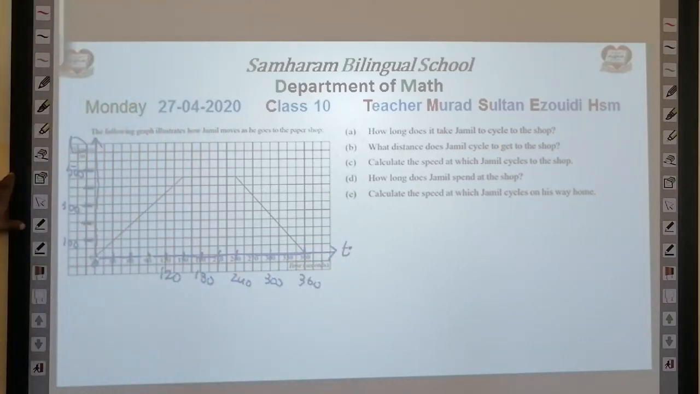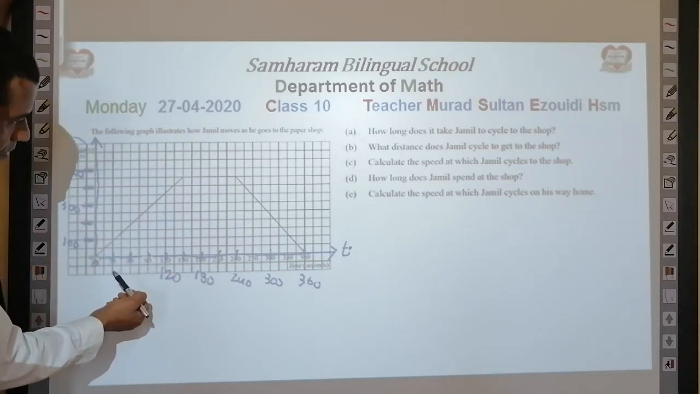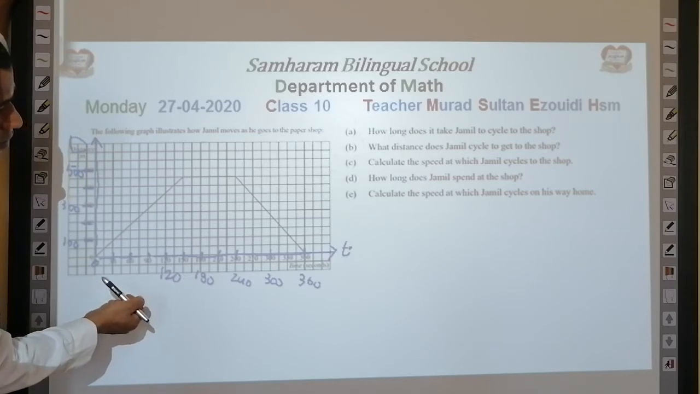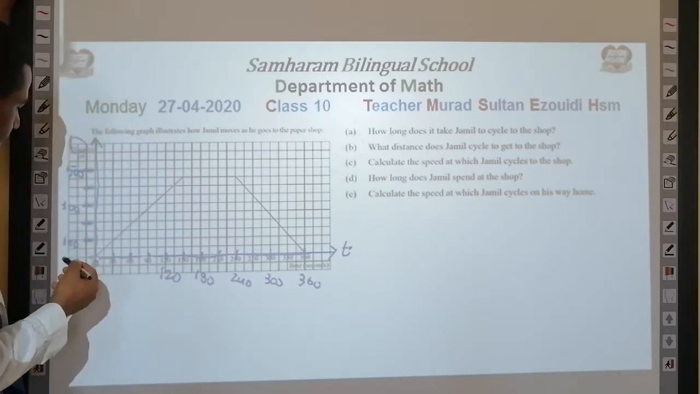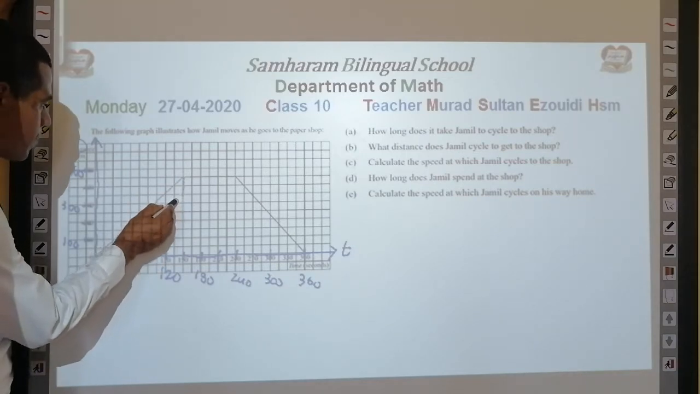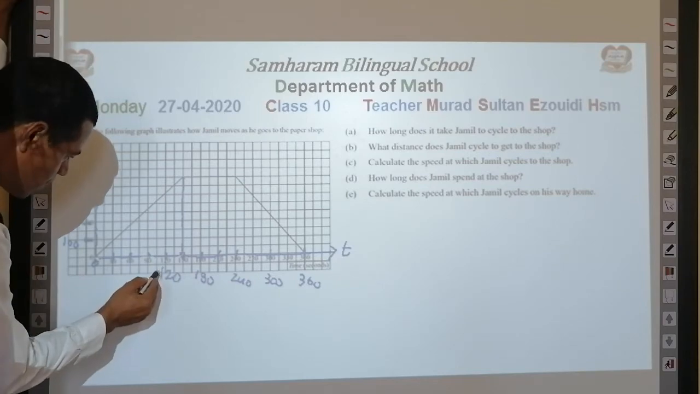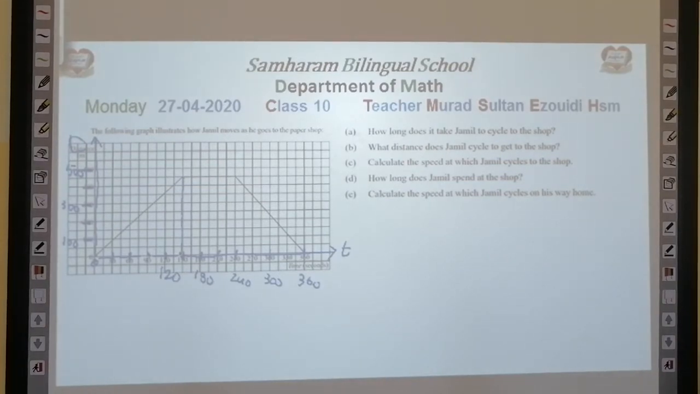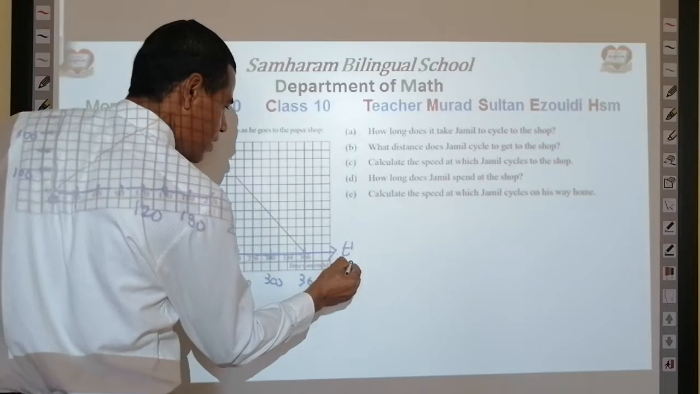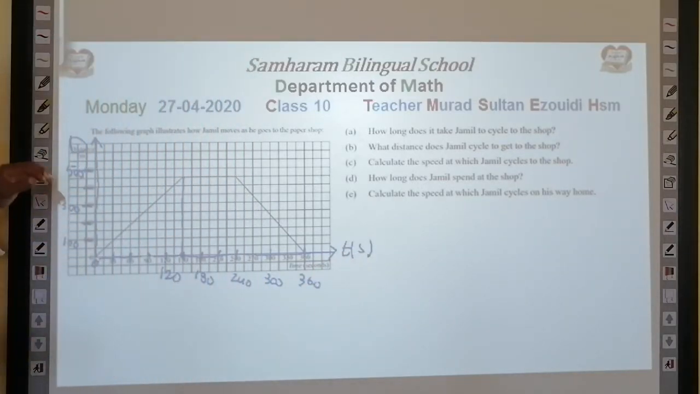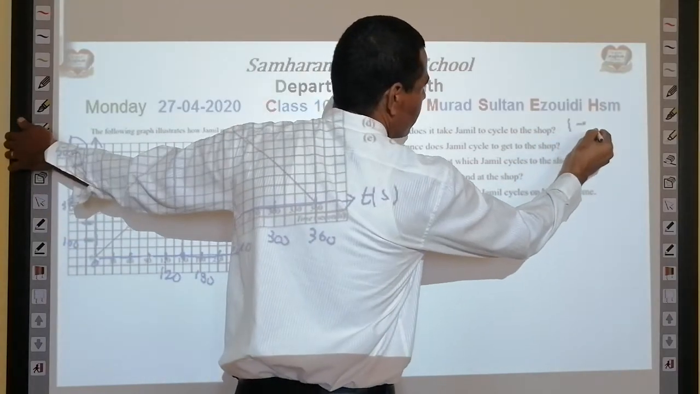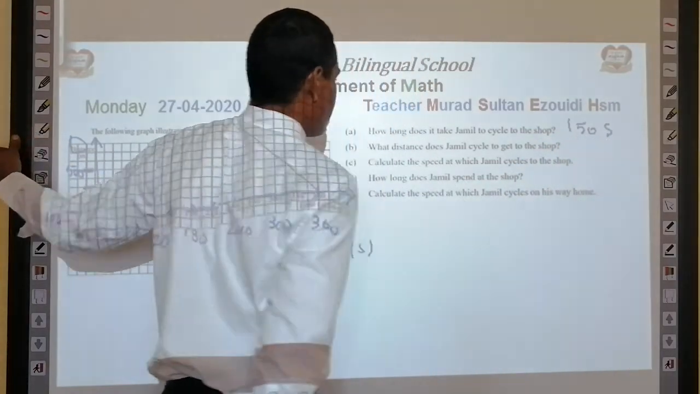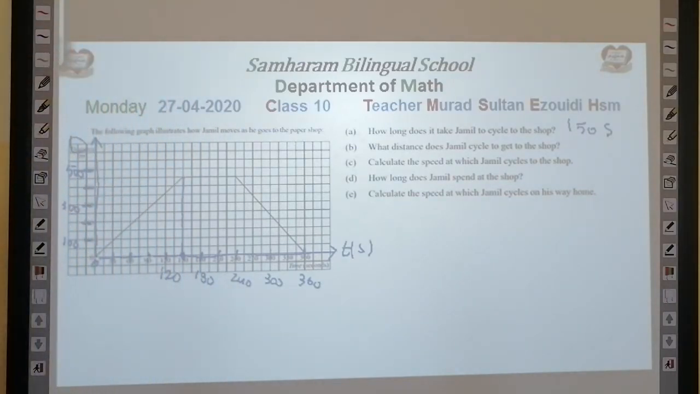So Jamal took to cycle to the shop how many, let's say, minutes or seconds? This one, so it will be 150. Is it seconds? Yes, 150 seconds. Time is in seconds. So 150 seconds. How long does it take Jamal to cycle to the shop?